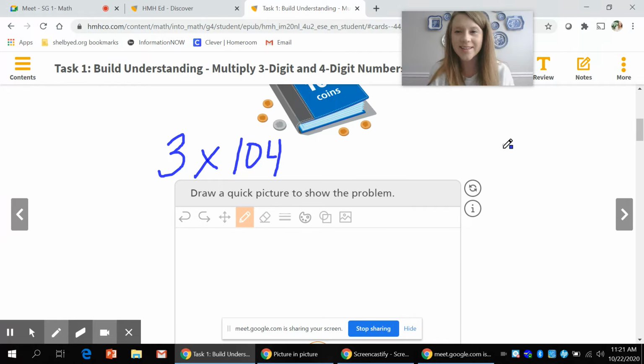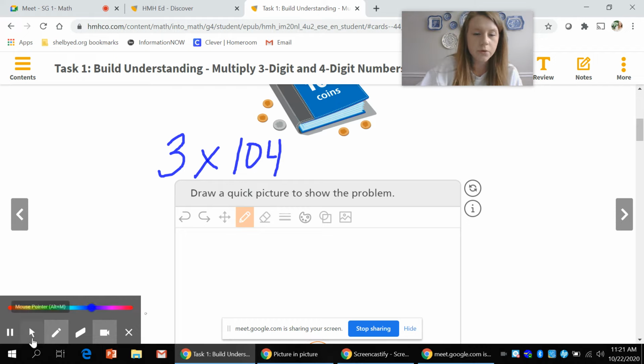Okay. Hold on a second. All right, so step A says, how can you use what you know about place value to write 3 times 104 vertically? Hey, yesterday we wrote the multiplication problems vertically. Okay, we stacked them. So what number should go on top? Yeah, the bigger number. So is it 3 or 104? Okay, 104.